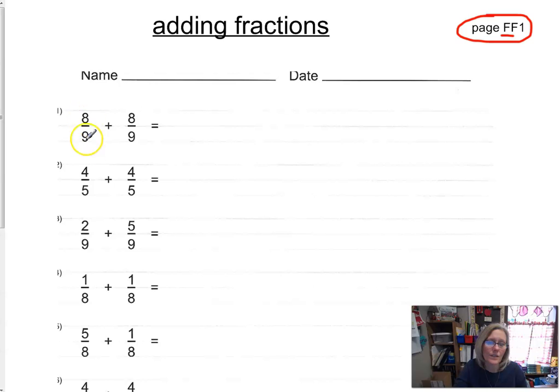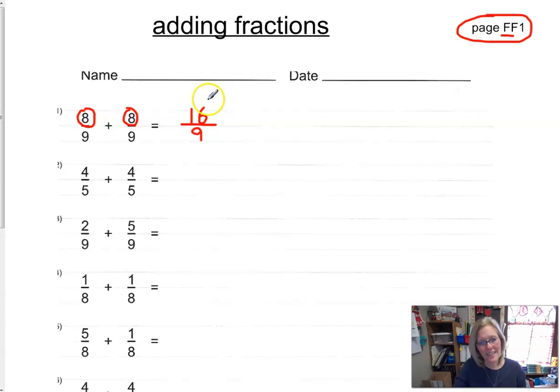So if I look at my fractions here, I have 8/9 plus 8/9. Well, if I come over here, when you add fractions, you never add the denominators. And I'll tell you why in just a minute, but you write the same denominator down. And you take your numerators and you add your numerators up and you get your answer.